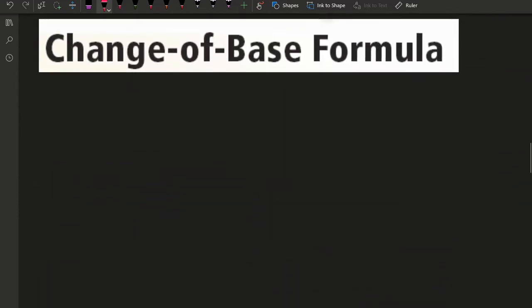Now, the change of base formula is the most useful thing in this lesson. This is the one that you're going to use the most.